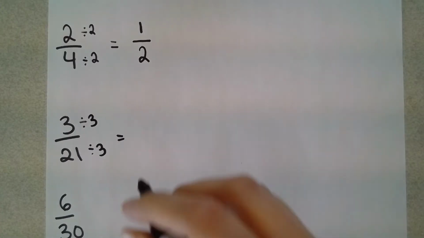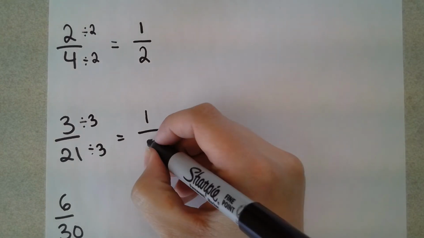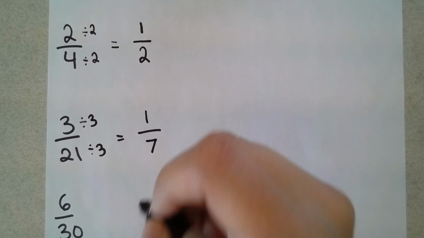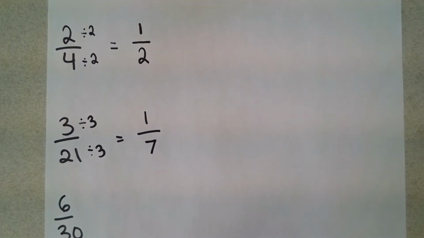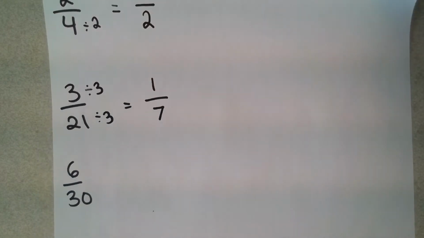3 divided by 3, 1. 21 divided by 3, 7. Okay, and then again, you're checking, can I reduce it more? No, you can't, so that means you're all done. All right, next example.